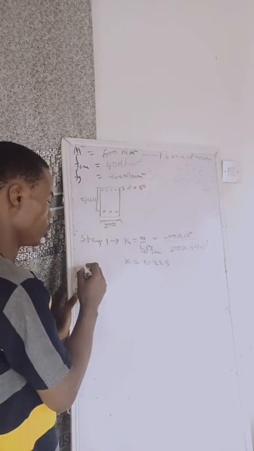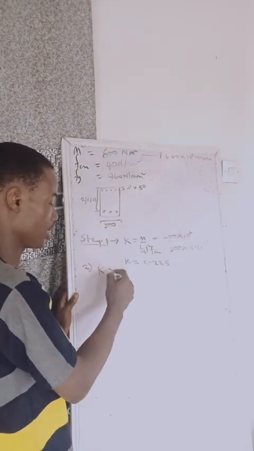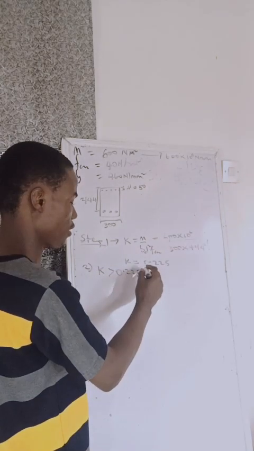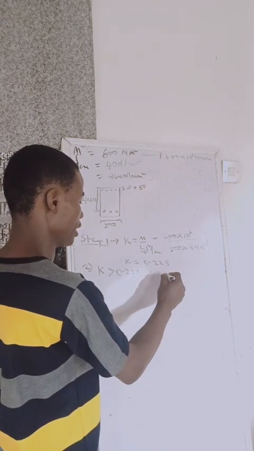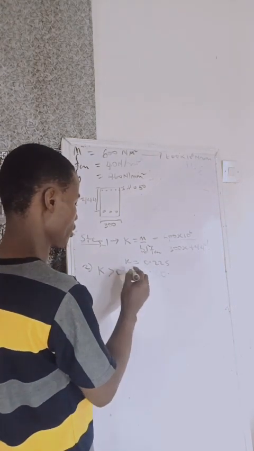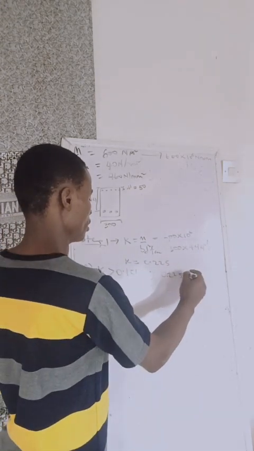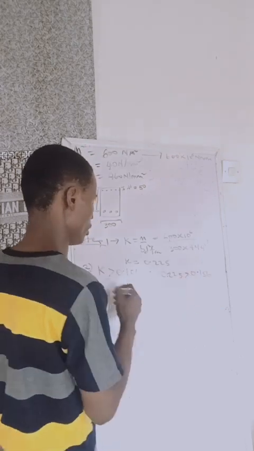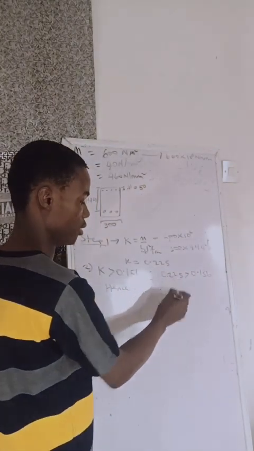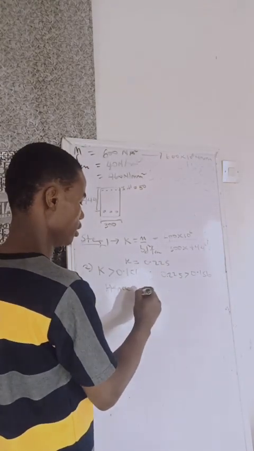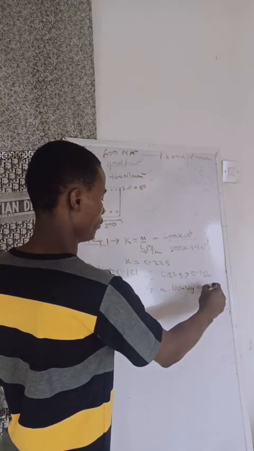Which leads you to step 2, which is to confirm. Our K, 0.225, is greater than 0.156. Hence, it is a doubly reinforced beam. Hence, it is a beam with compression reinforcement.